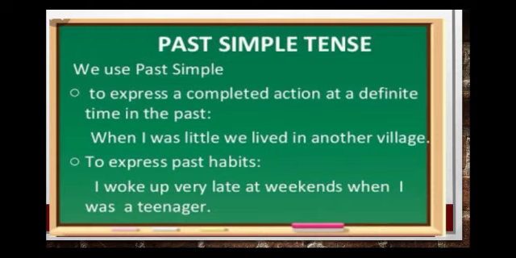Children, it is also used to express past habits. Okay, the habits that we possessed in the past, but at present, we don't possess them. Now look at the example. I woke up very late at weekends when I was a teenager. This sentence shows that at present, I'm not a teenager. And when I was a teenager, at that time, I had a habit of waking up very late at weekends.